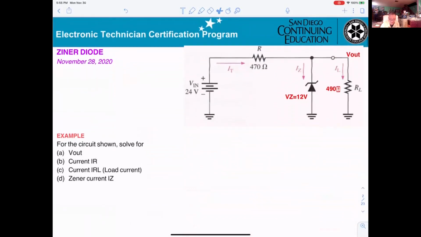Okay. Now, can you do it for me quickly? You see, anyone can answer. Is 12 volts. Go ahead, go to A, B, C, D. Then I will go with you.